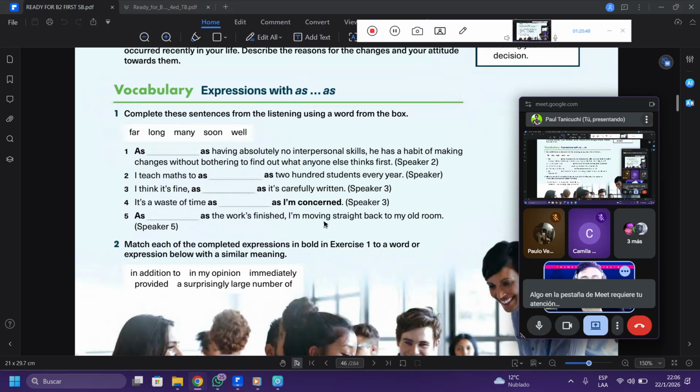Number 2. I teach maths to as 200 students. In this case, it's many, because it says 200 students. As many as 200 students every year.